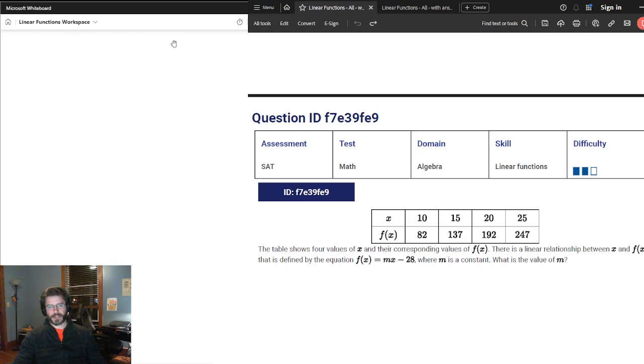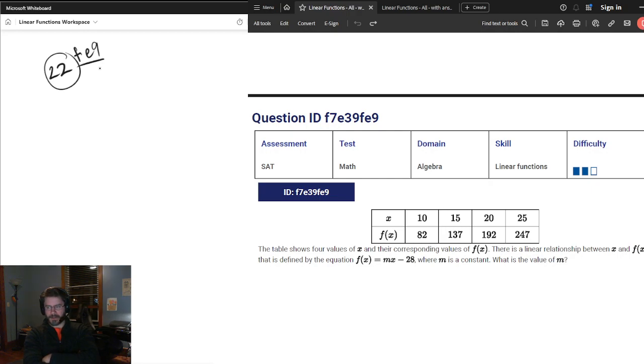Okay, question 22. Oh, I'm zoomed way out on my thing. That's okay. 22. FE9. We've got an XY table here. Remember, the f of x is just a fancy way of saying y.